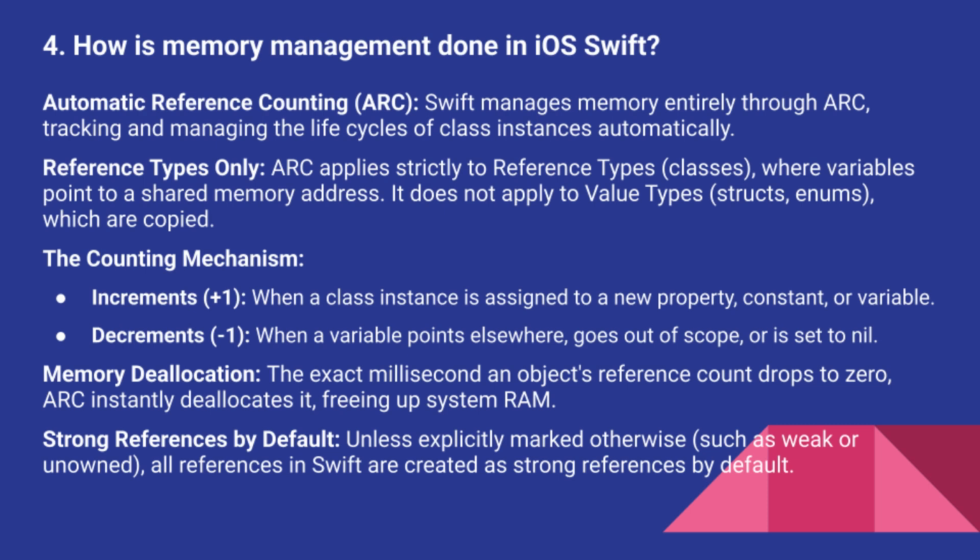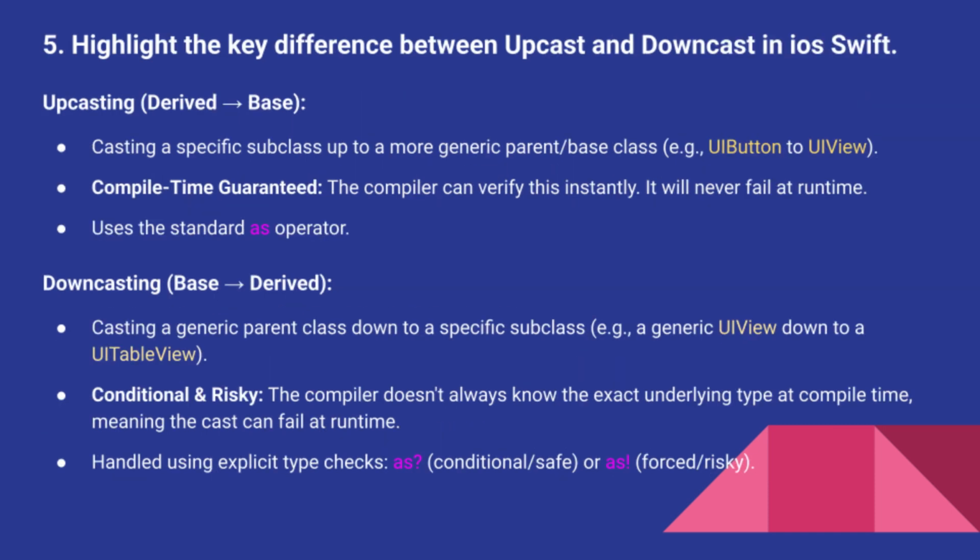Finally, make sure to mention that by default, every reference you create in Swift is a strong reference. If you don't manage these properly, you can accidentally create reference cycles, which lead to memory leaks. Answering it this way shows you completely understand the memory lifecycle under the hood. Moving on to question number 5.